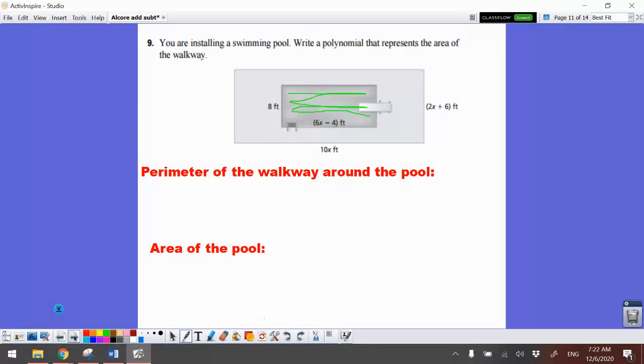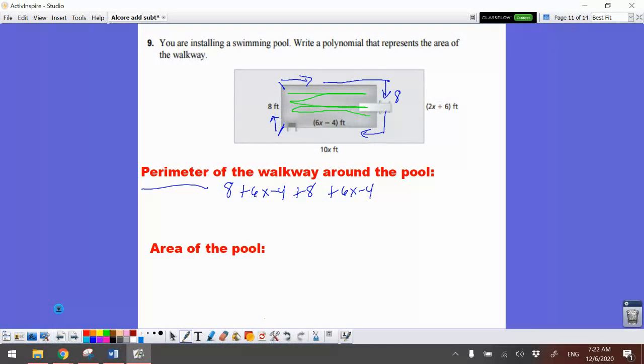Okay, so this one we're installing a swimming pool, and we have to write a polynomial that represents the area of the walkway. They want the area of the walkway and they want the perimeter around the pool. Okay, so perimeter means walking the outside. So if I start here and I'm walking this way, I'm going to come across an 8. And then if I move this direction, well, that's 6x minus 4. And I walk and I walk and then I come down, well, that's another 8. And then I'm here and I'm walking again, that is also a 6x minus 4.